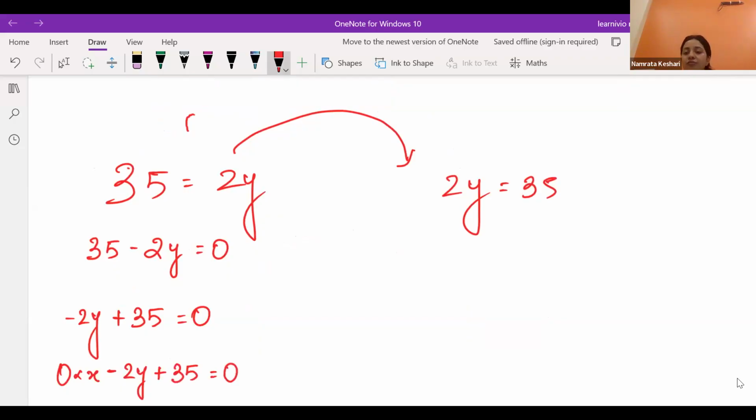Getting it, Aleph, Afia, and Khatija? Yes, ma'am. Now what is A, what is B, what is C, Afia? In this case, A is going to be 0, B is going to be minus 2, and C is going to be 35. Perfect. So this is how every time we were first arranging it and then writing A, B, C. A was the coefficient of X, B is the coefficient of Y, and C is the constant term which is without any X and Y.